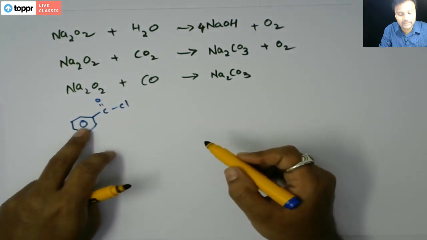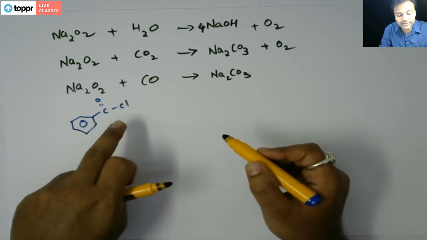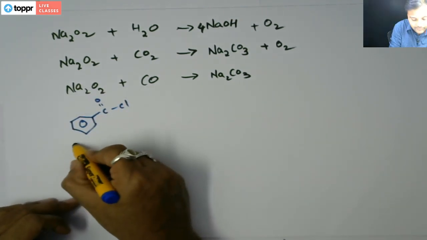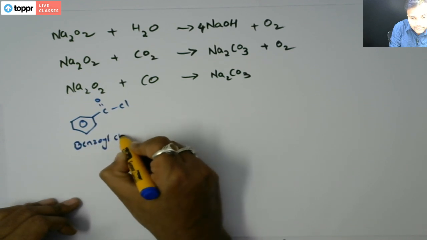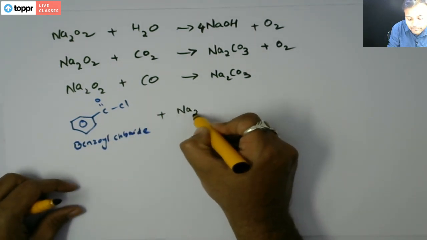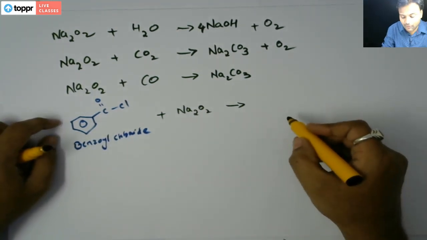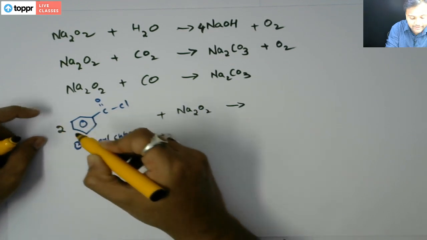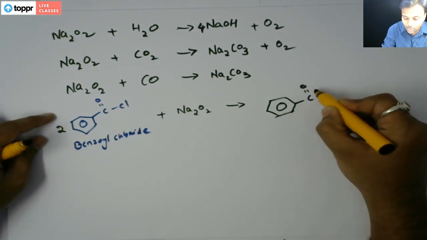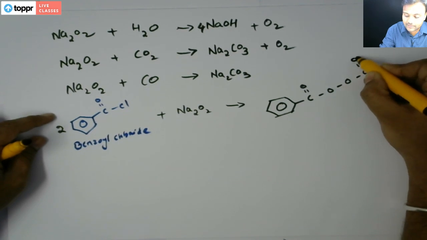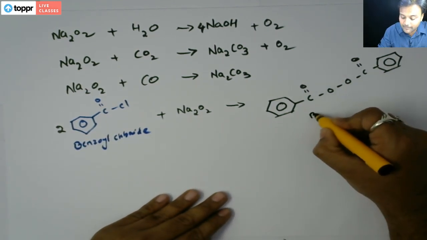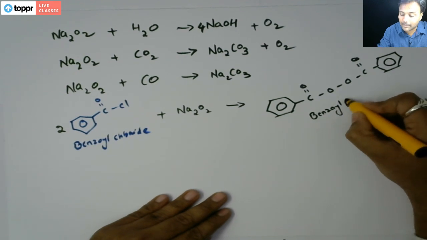Look at this one, benzoyl chloride, C6H5COCl. If you have C6H5Cl, that is chlorobenzene. This is benzoyl chloride. When it is treated with sodium peroxide, it forms a compound like this, where the chlorines are eliminated. Two molecules combine to form a compound where COO, again CO, a dimer, is formed. We call this benzoyl peroxide.